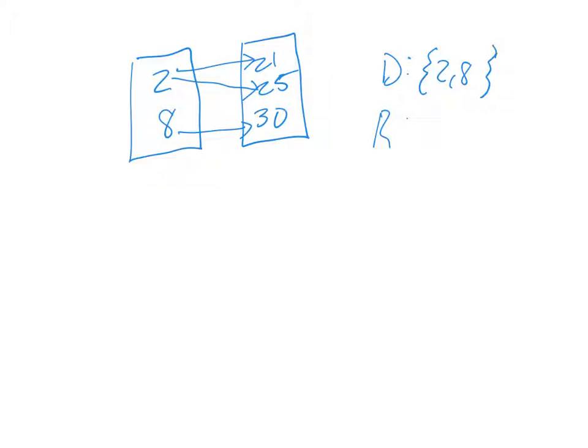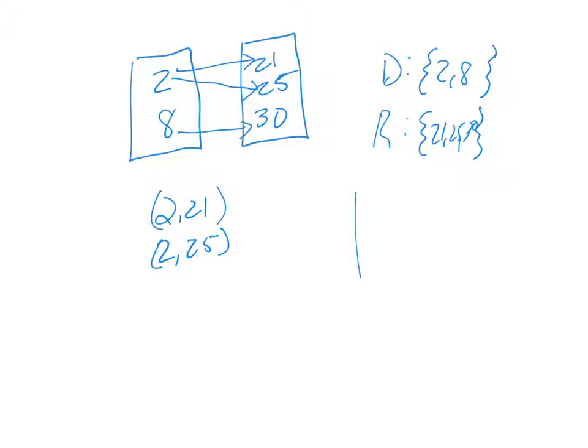And what do you think the range is? 21, 25, and 30. Perfect. Now we're going to decide if this is a function or not. Do you see anybody who repeats? If I write these as points, I have a 2 and 21 and a 2 and 25. Does everybody see that? Repeats. So the 2 repeats. So is this going to be a function?